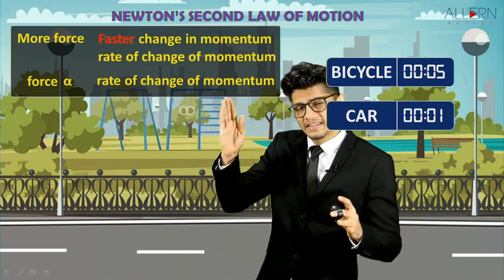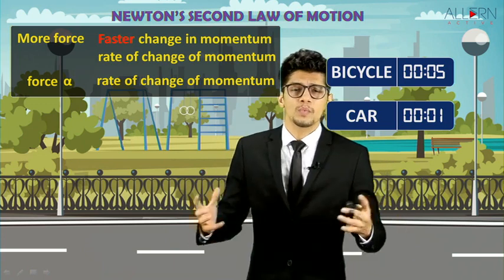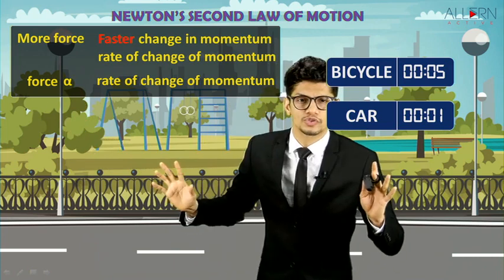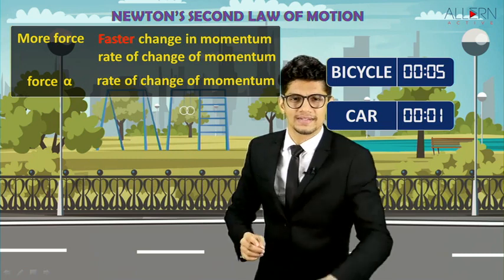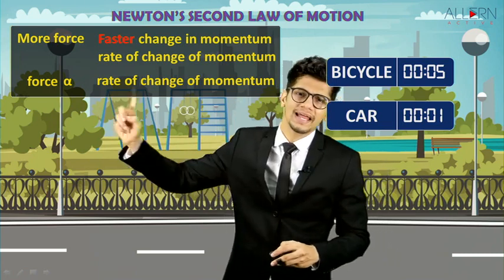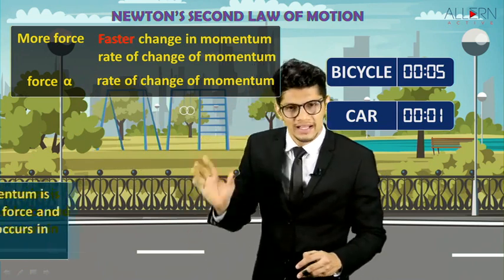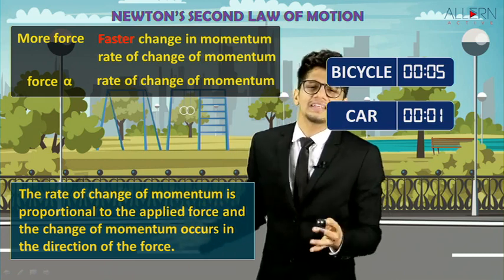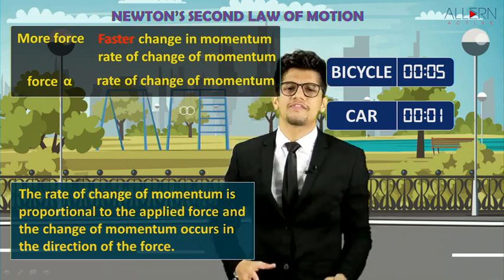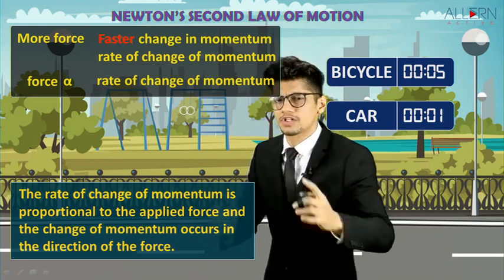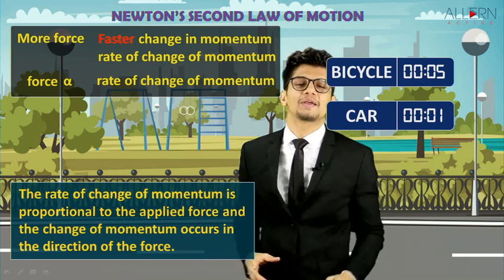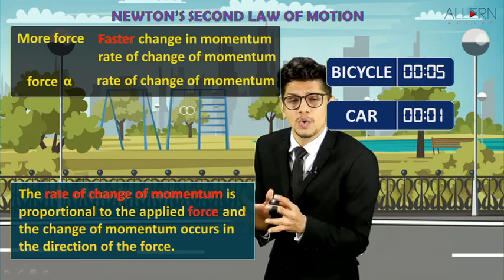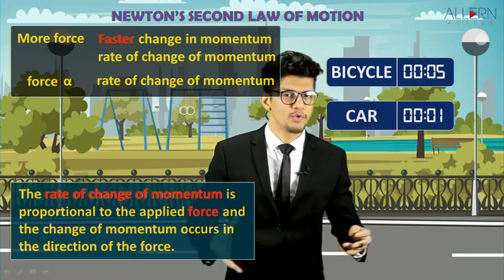So now this is nothing but the statement of Newton's second law of motion, which says that the rate of change of momentum is directly proportional to the applied force. This is the first half of the statement. I'll repeat it once again. The rate of change of momentum is directly proportional to the applied force. And the change of momentum occurs in the direction of the force. The direction in which we apply the force, obviously the change in momentum will be in that particular direction. So here we have rate of change of momentum, and here we have force. These are the two important components of Newton's second law of motion.